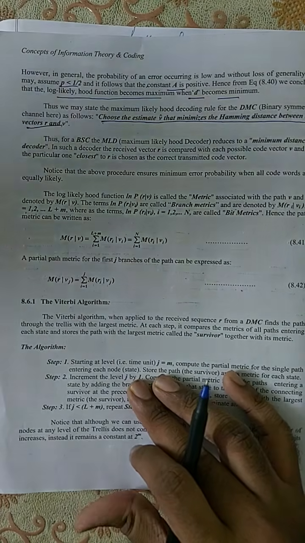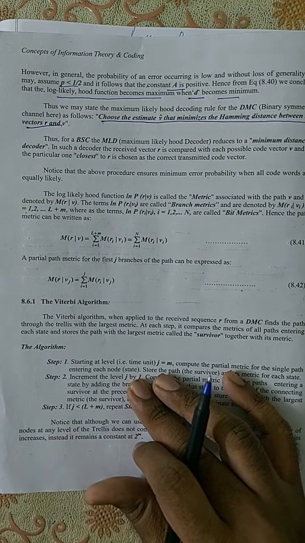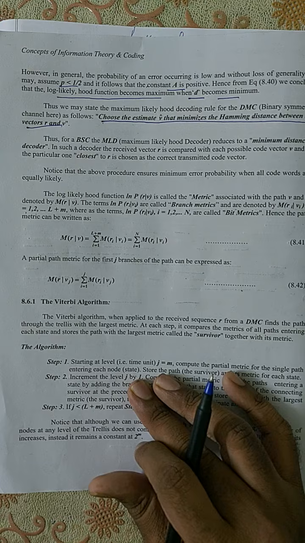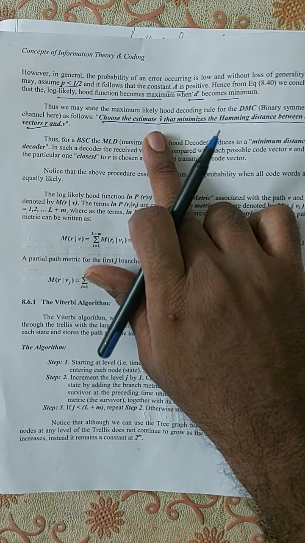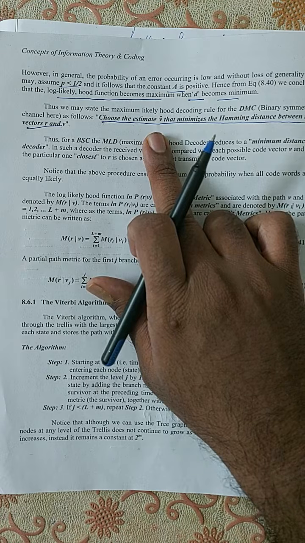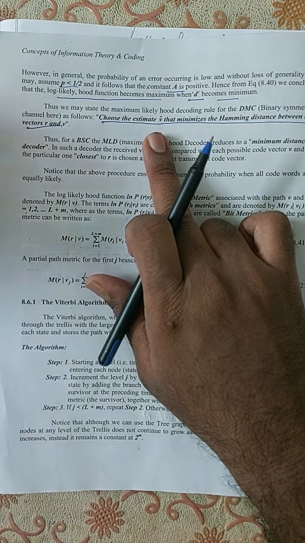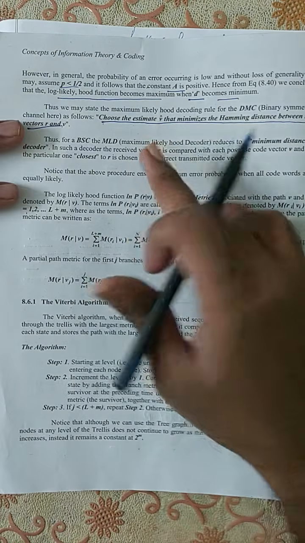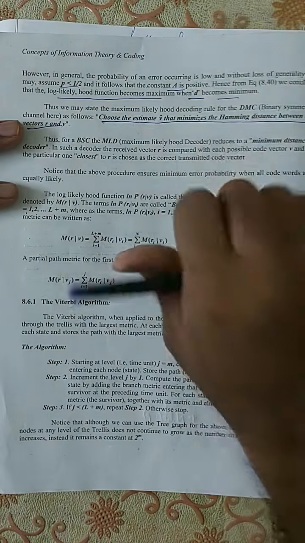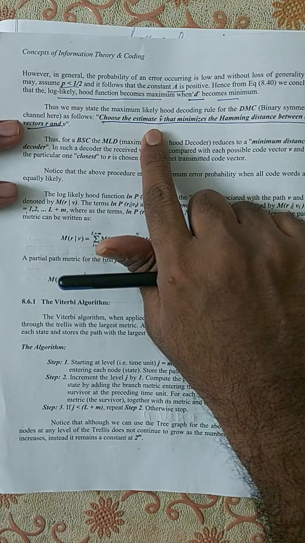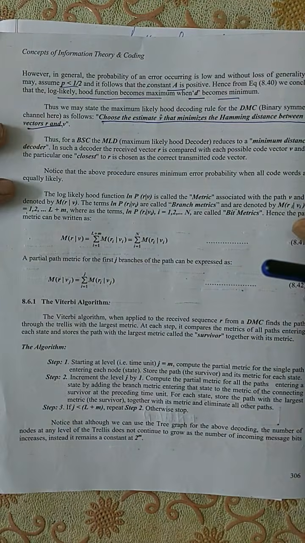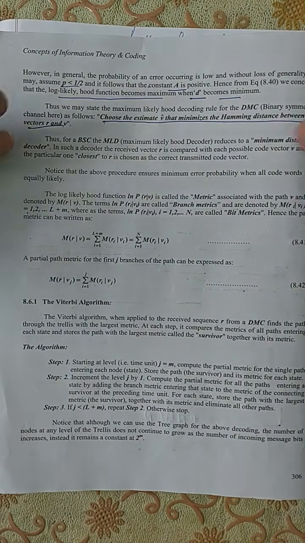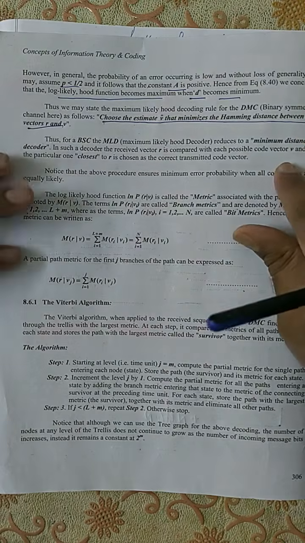So earlier what we said was choose the maximum likelihood function, right? But now we need to choose the estimate v cap that has the maximum likelihood function. Now our rule has evolved, and we are saying choose the estimate v cap that minimizes the Hamming distance. And this process is what you call the maximum likelihood decoding.